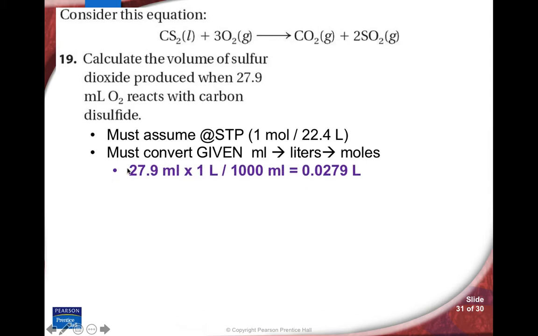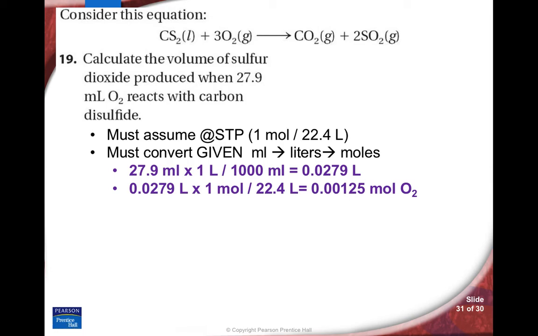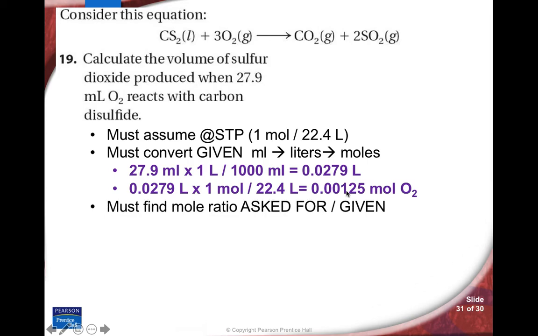So first thing I'm going to do, 27.9 milliliters divided by 1,000 will give me 0.0279 liters when I round it to 3 sig figs. When I take that number of liters and change it into moles, I have to divide by 22.4, and I get 0.00125 moles of oxygen. Of course, that would be 1.25 times 10 to the minus third as well.